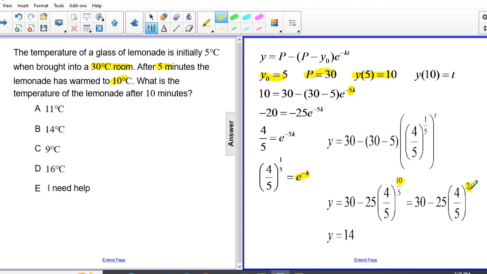Now we're in the home stretch, since this problem becomes mere arithmetic. The temperature at 10 minutes is 14 degrees, as we can see here, so the correct answer is B.